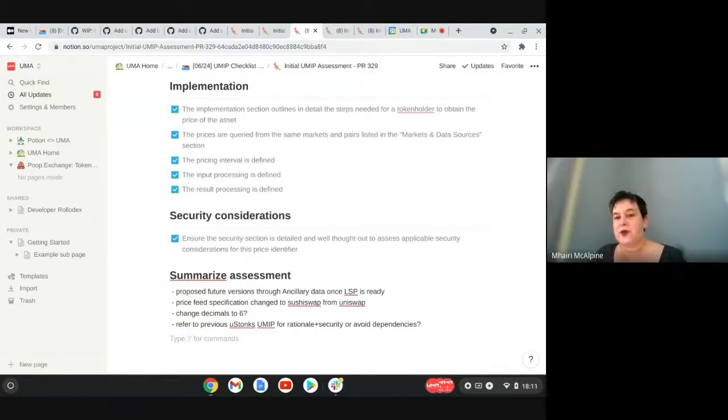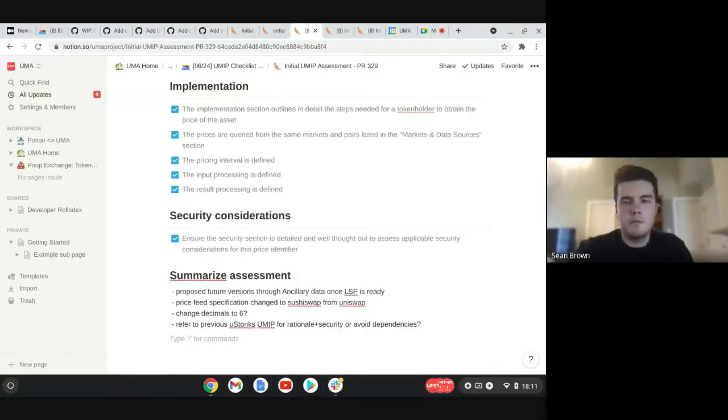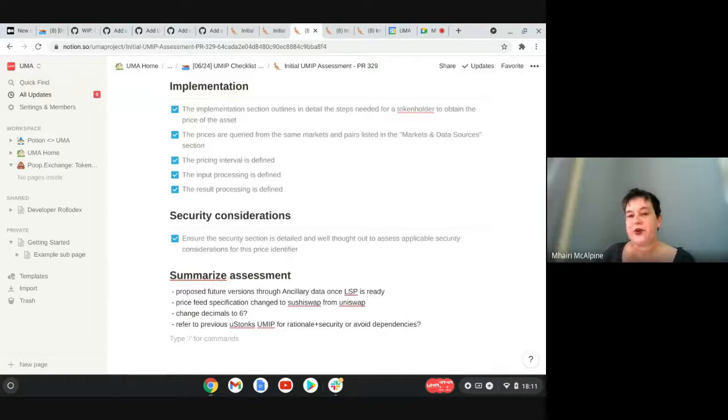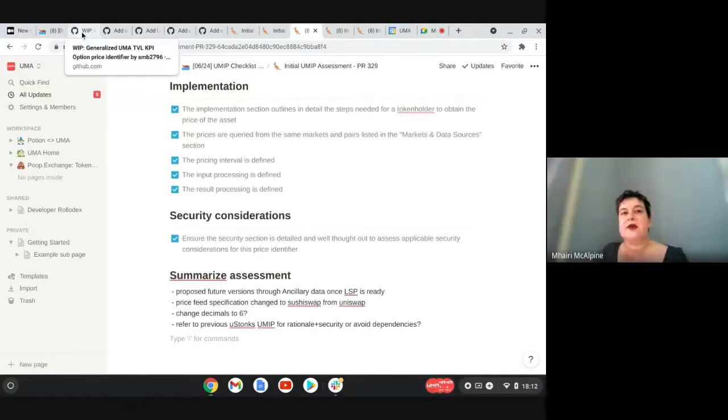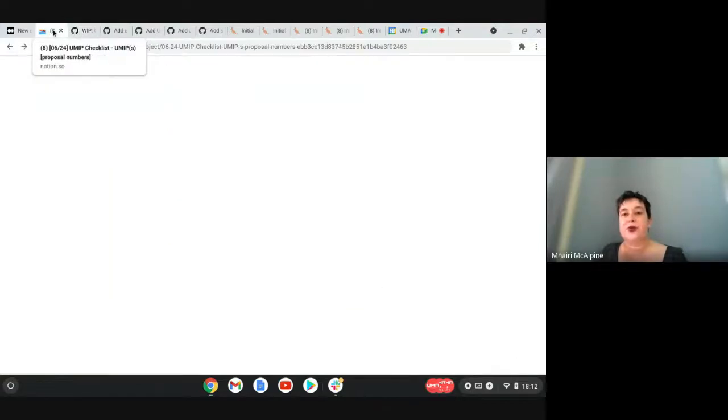The only other thing was that you suggested, Sean, that he referred back to the UStonks UMIP, the original one, for the rationale and security. But I kind of prefer how he's done it to avoid dependencies. It's fine with me. Yeah, will we just keep it as it is rather than referring back? Yeah, I don't really care one way or the other. I was just suggesting removing redundant content, but it's fine as is. Okay, so that is basically a go with no issues.